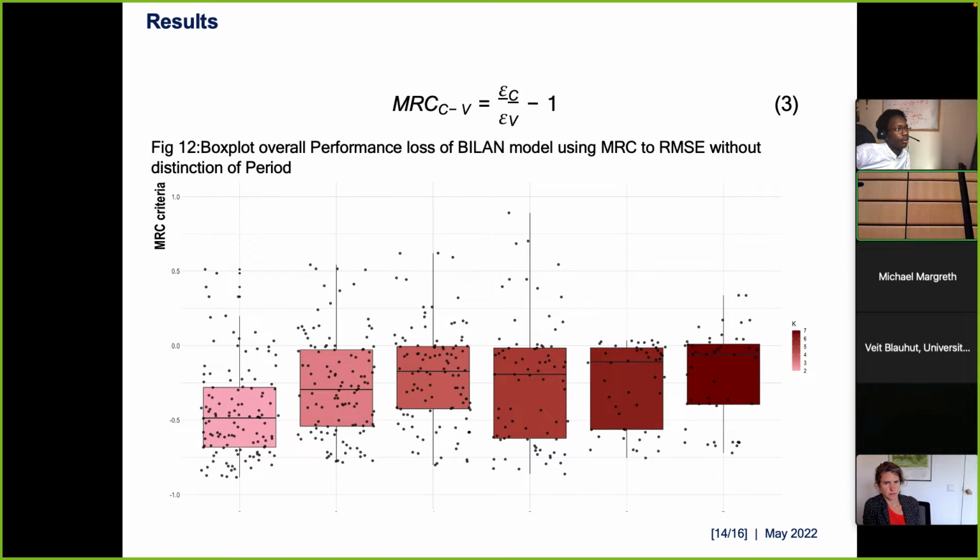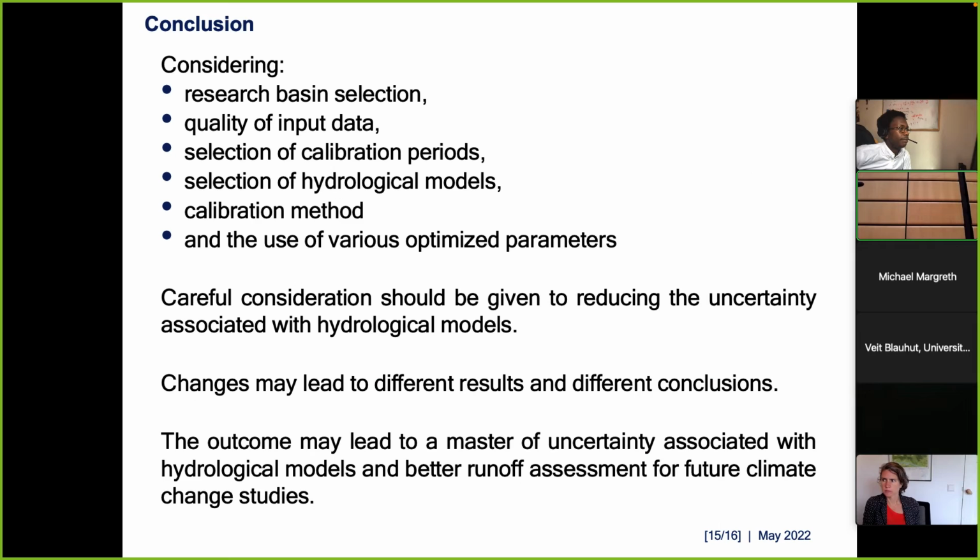Since I have 1 minute, I will just present the MRC criterion. This is the criterion to assess the parameter transferability from calibration to validation, and we can see that we have a performance loss of about minus 25%. Conclusion.